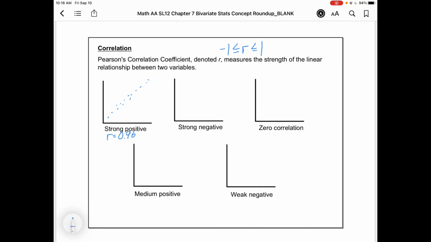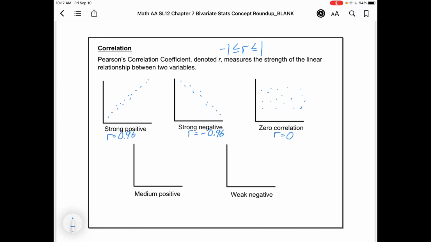It's really good. Strong negative would mean as one variable increases, the other decreases. Again, if it's strong, it's quite linear. That might be an R of -0.96. If you have a zero correlation, then there's no real relationship between the x and the y values. It would look randomly distributed. You can't get a real pattern out of them. So that would be R is 0.